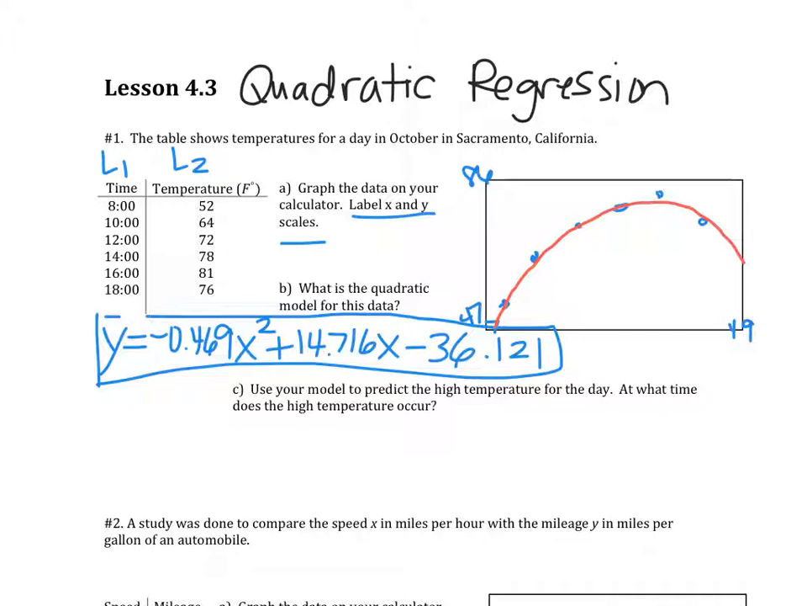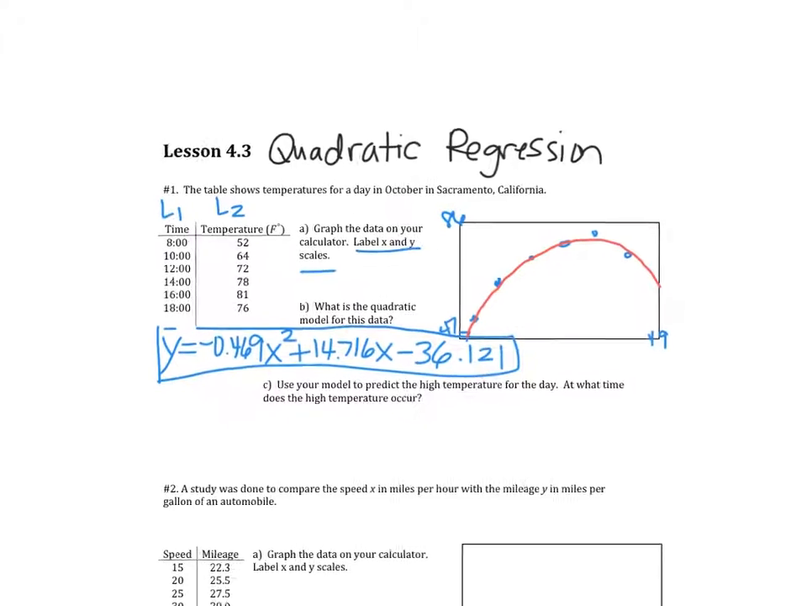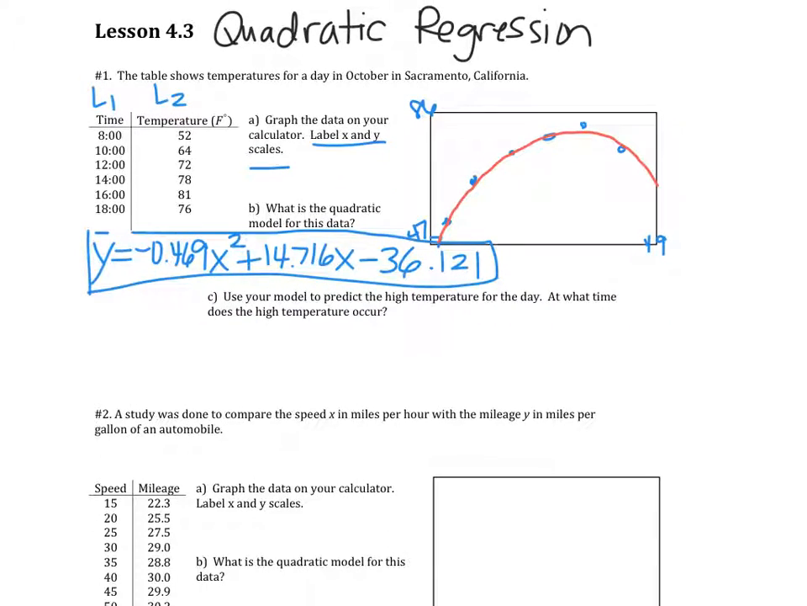Okay. Now, part C says to do this. Use your model. Okay, that's the important question. Use your model to predict the high temp for the day. Not look at the table, not look at your graph, but use the model. The model is this right here. It's this equation. Now, I want to predict the high temperature of the day. The high temperature is the maximum. The maximum is the vertex.